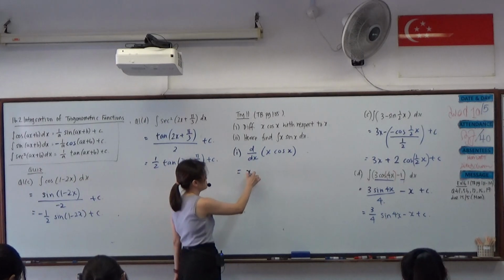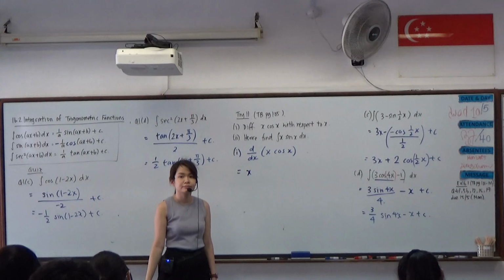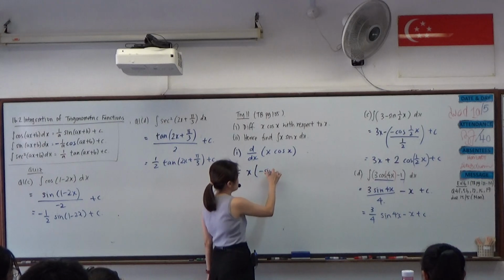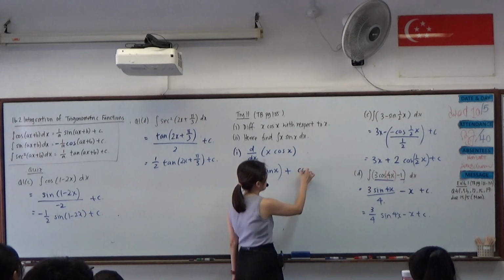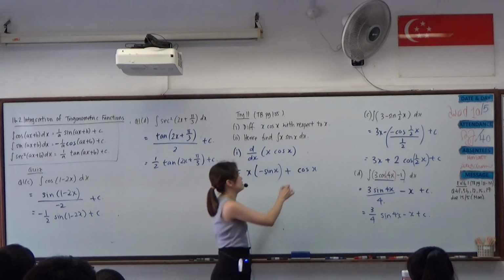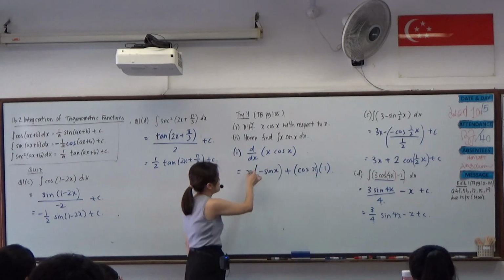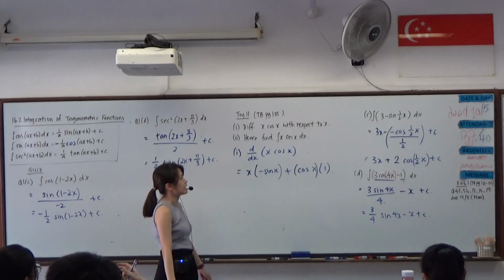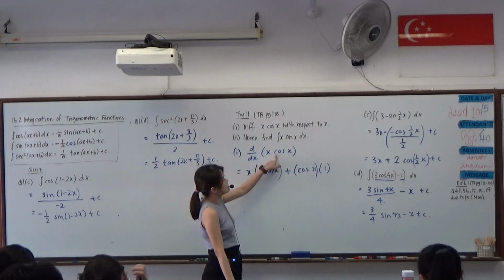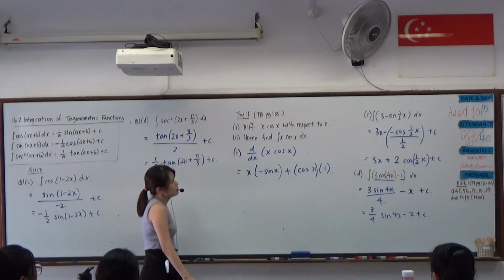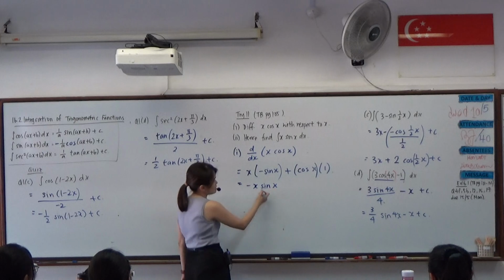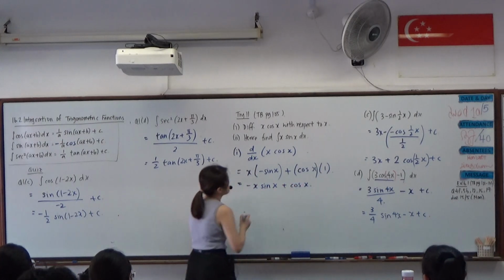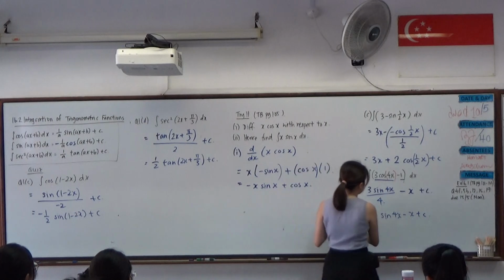x times negative sine x plus cosine x and 1. Okay, so we keep the left x, differentiate cosine will give us negative sine, and then we add: keep the right side, differentiate the left side, differentiating x will give us 1. Upon tidying things up, we get negative x sine x plus cosine x. So that will be our differentiation.